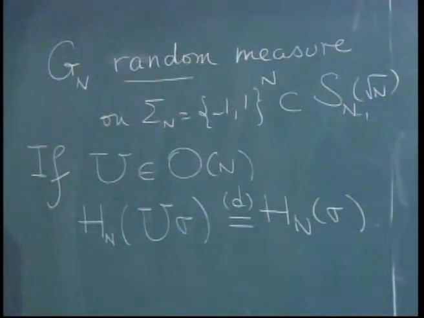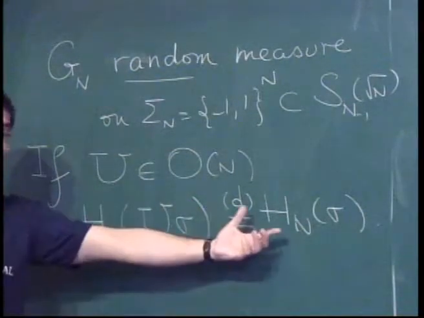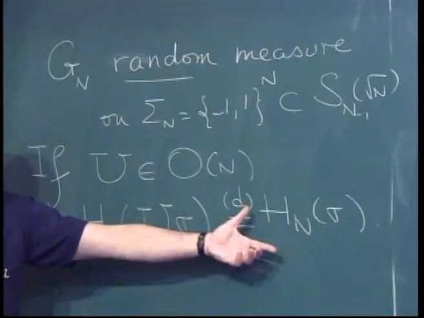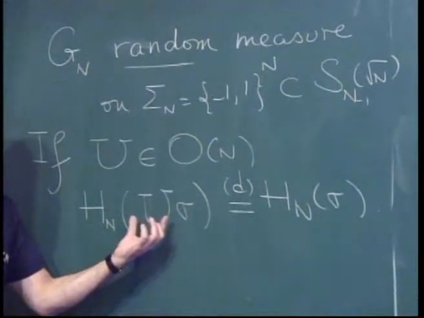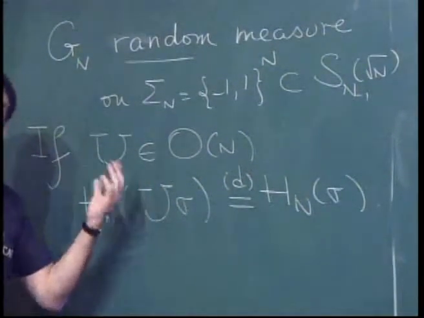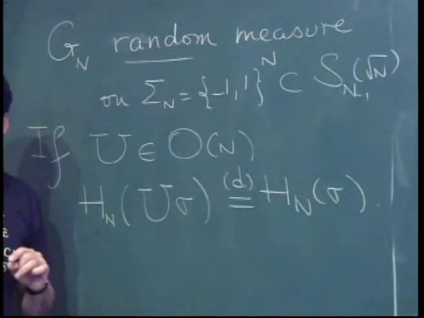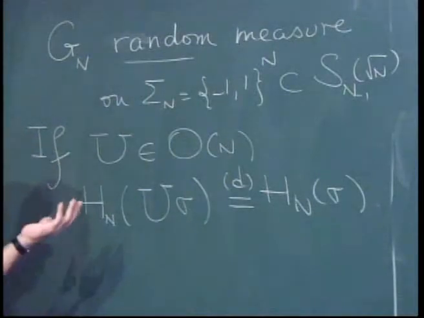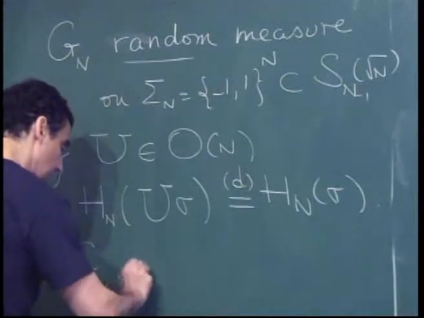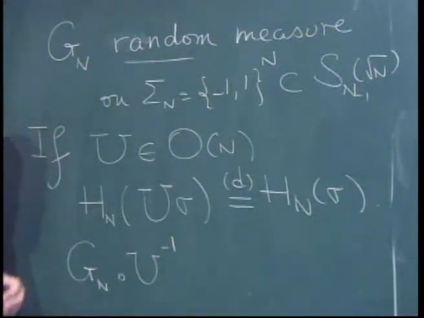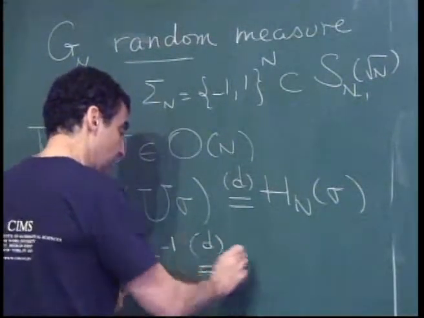Why? You can try a direct computation, but you can simply remember that the covariance of this was a function of the distance only. So the covariance of that is a function of the distance, but the distance has not been changed by an orthogonal transformation. So the covariance is the same. So you have two centered Gaussian processes with the same covariance, the same distribution. So of course, if you take Gn and you take its image by an orthogonal transformation, a rotation, then this, as a measure, has the same distribution as Gn.